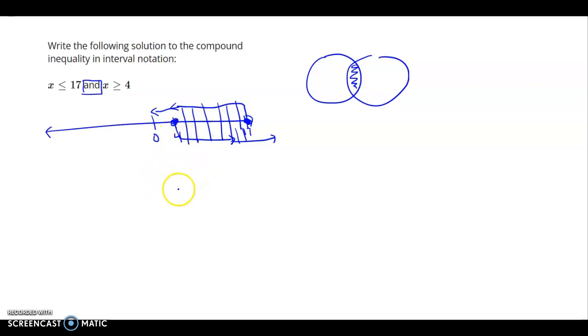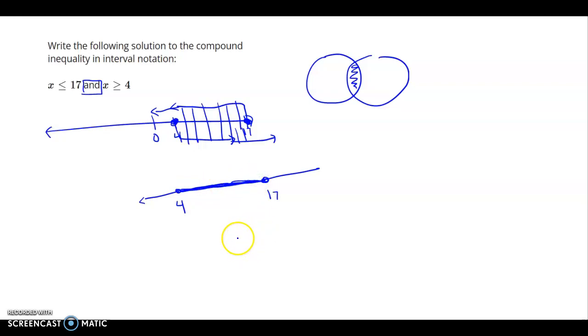So our graph would actually be like this from 4 to 17. That's the number line. Okay. And so interval notation, let's make that a little darker so we can see the line.